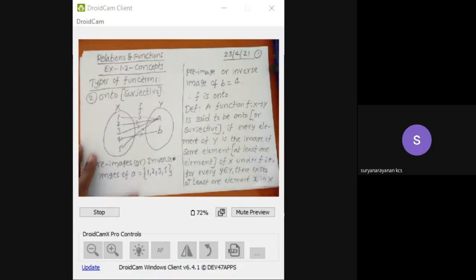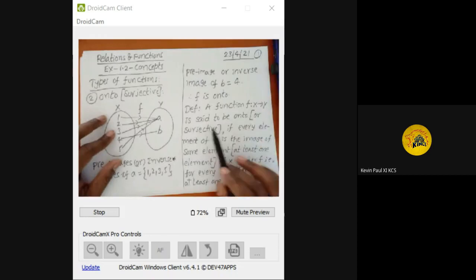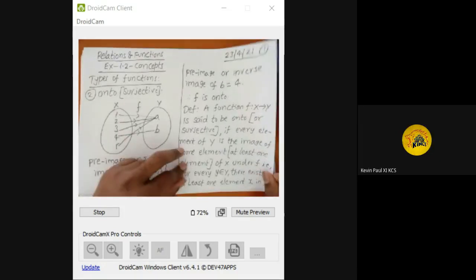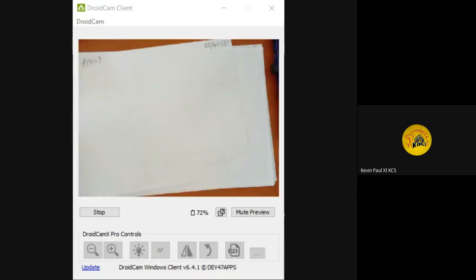A function f is a mapping from X to Y, said to be onto or surjective if every element of Y is the image of some element, at least one element of X under f. That is, for every y belonging to Y, there exists at least one element x in X such that f of x is equal to y. Very good.